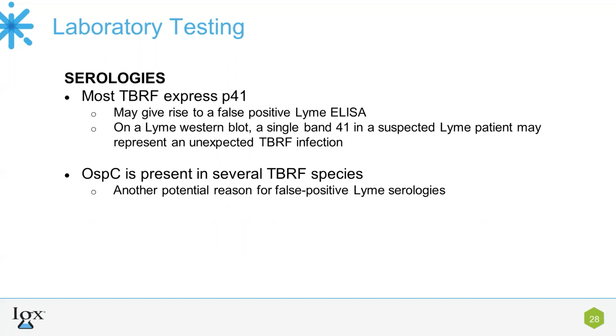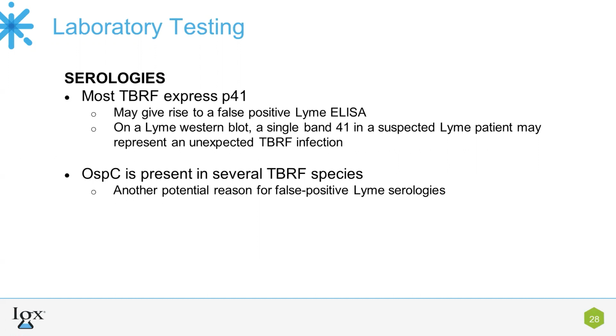Serologies, they can be problematic. A lot of TBRF Borrelia express P41 that can give rise to false positive Lyme ELISA, and sometimes we'll see what we think is a Lyme patient, and on the Western blots it's just band 41. So, well, it probably is a false negative or a weakly positive. The patient seems to have Lyme, and I'm going to go with the 41, knowing that 41 is very nonspecific. Well, maybe in this case it really was relapsing fever, and you didn't know it.